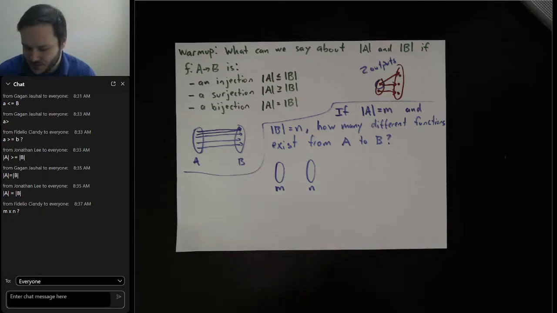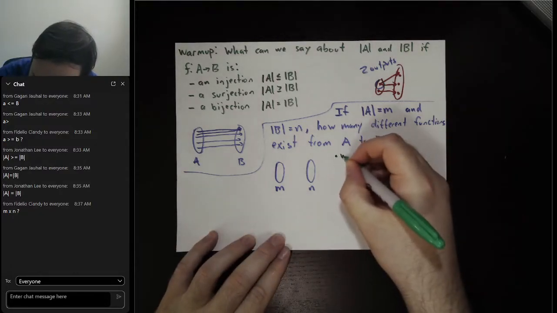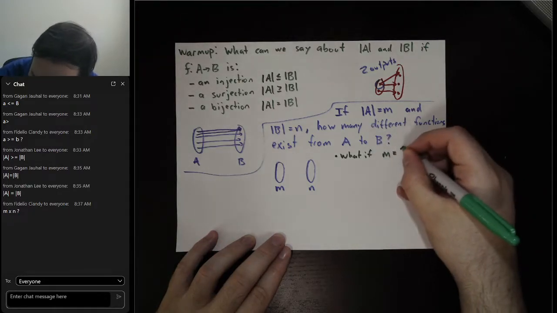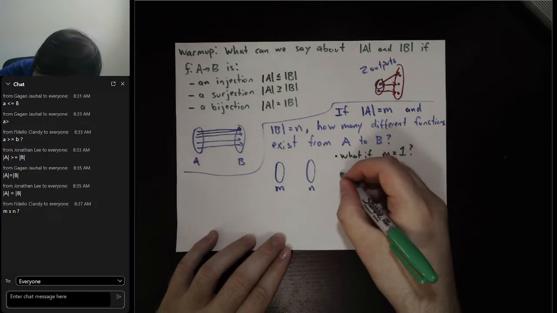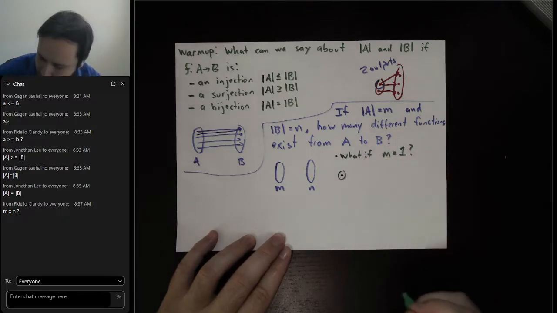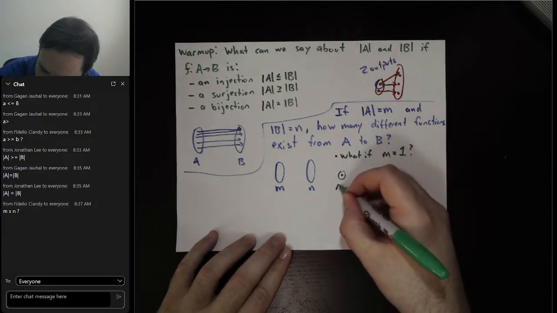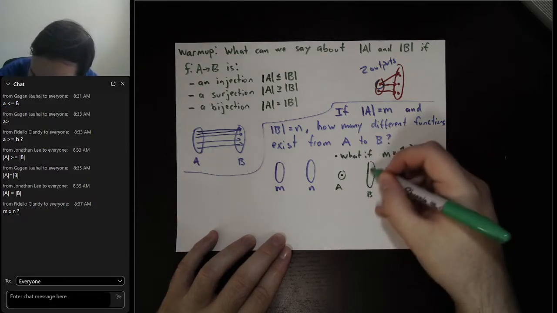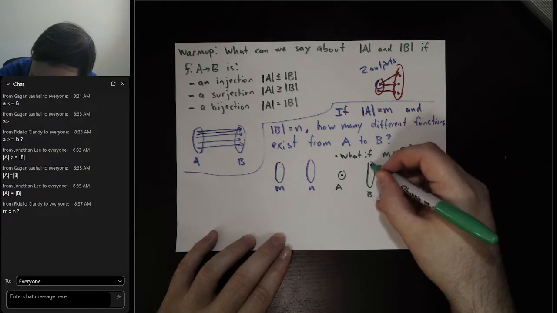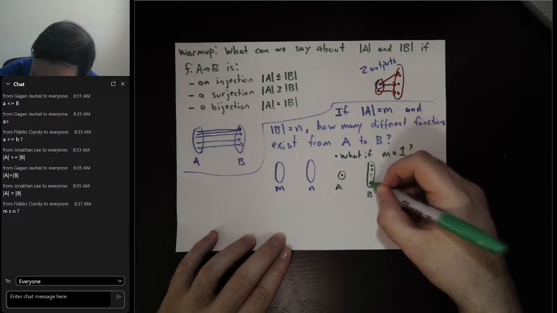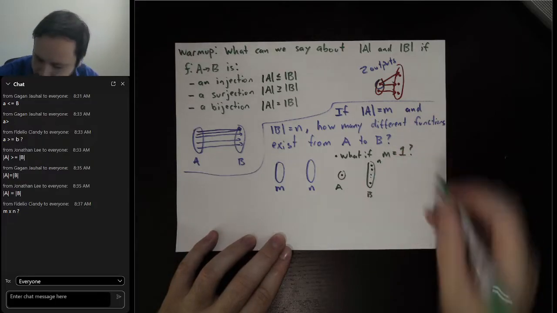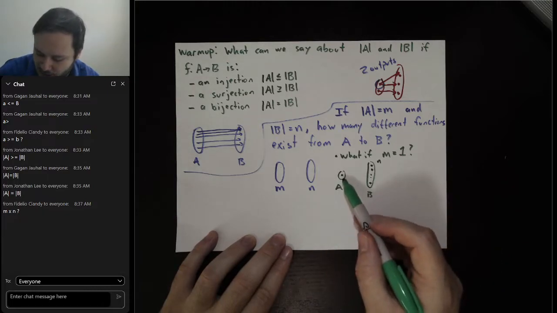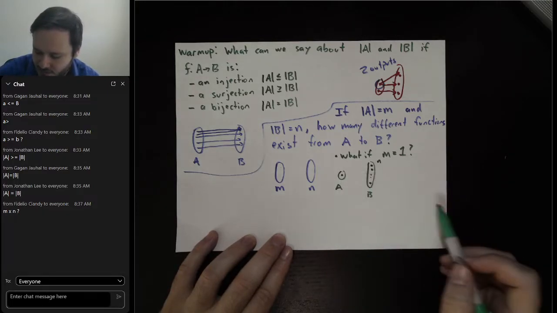Let's think about what if m is equal to 1? What if I only have one element of A and I have n elements of B? So I have 1 over there, n over here. How many different ways are there of drawing an arrow from my one element over into B?